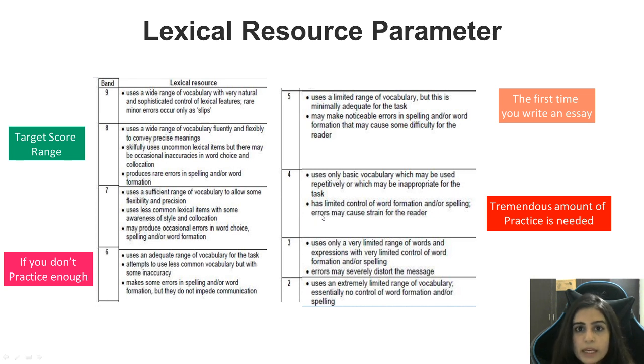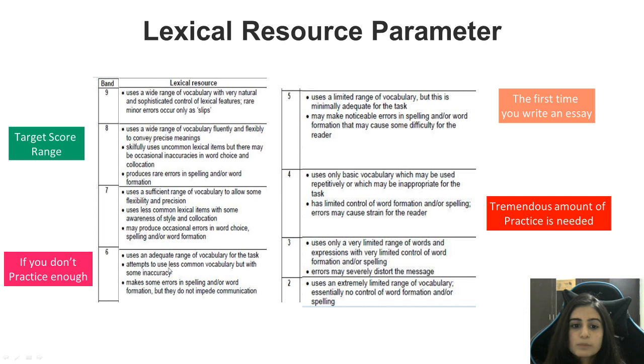If you're making such errors which confuse the reader or which put strain on the mind of the reader, about what you want to say, or what word has been written, because if the word has been misspelled or is written incorrectly to the extent that the reader is unable to understand you, then you will be scoring a 4 band score. Alright, so if you're scoring 4 bands here, you will be needing tremendous amount of practice.